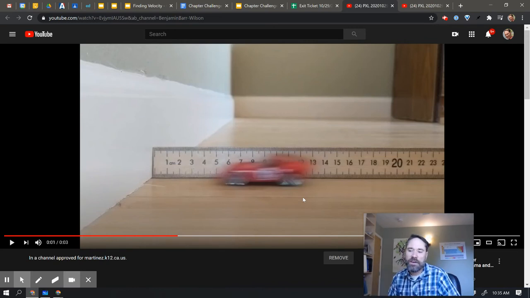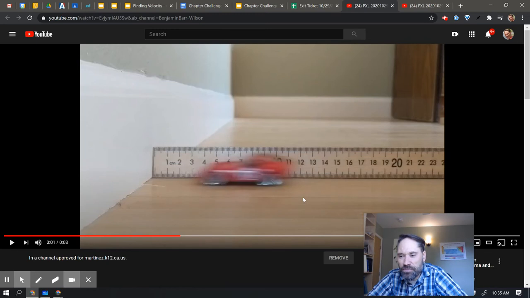So if I want to figure out how fast the car is moving before it hits the wall, I can go ahead and use that information. While I'm here, I'm going to go ahead and find out how fast it's moving after it hits the wall also. So I'm going to step forward. There goes the car.